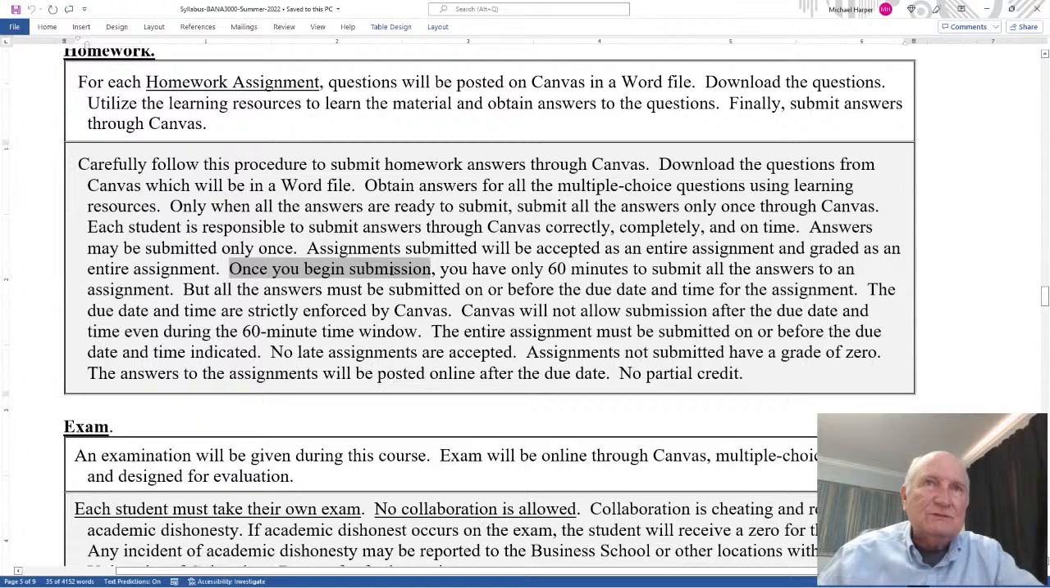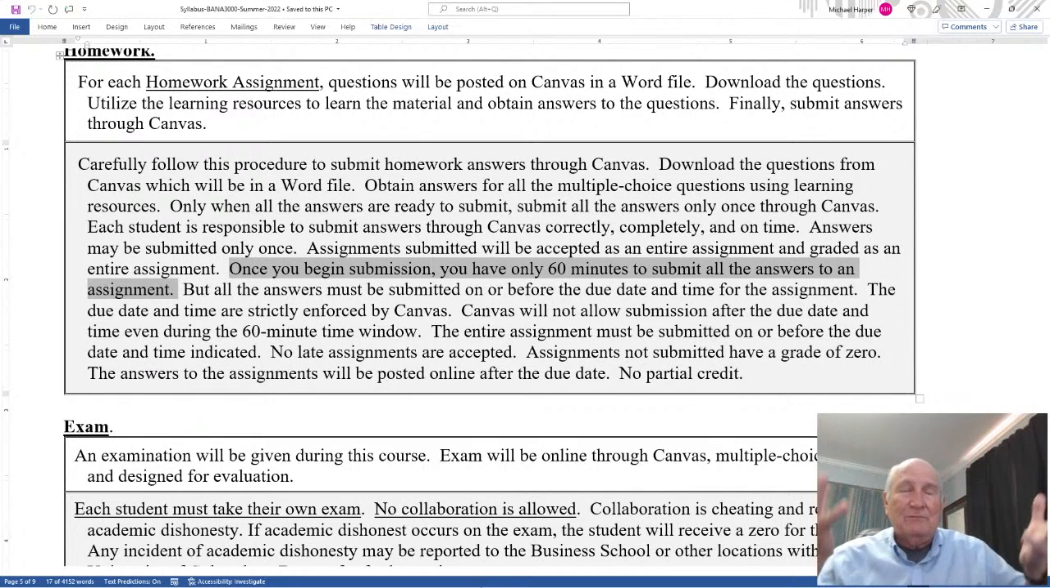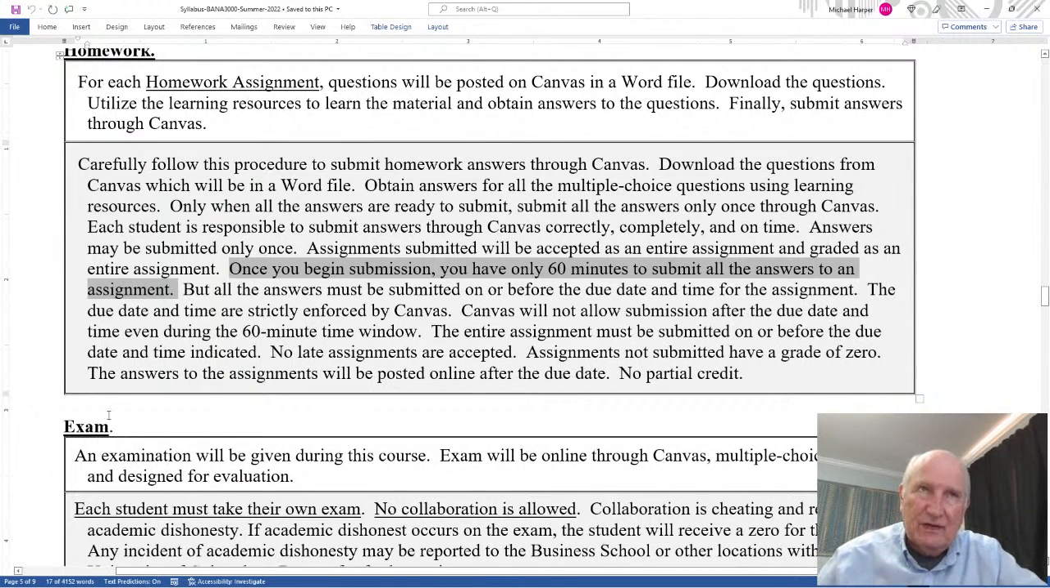Once you begin the submission, you have only 60 minutes to submit all the answers to an assignment. And notice, if you do it the right way, you're only submitting letters and numbers. People submit all 10 of them in like 4 minutes. I'll leave it open for 60. You have more than enough time. But all the answers must be submitted on or before the due date and time for the assignment. The due date and time are strictly enforced by Canvas.